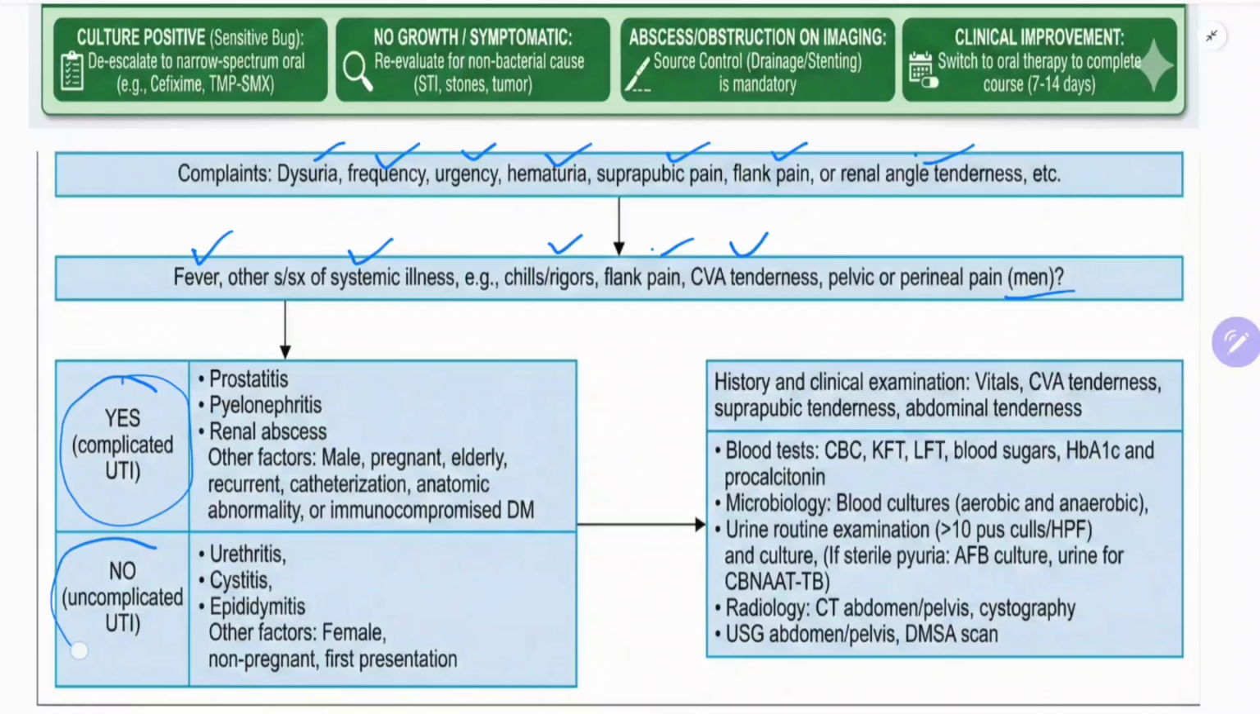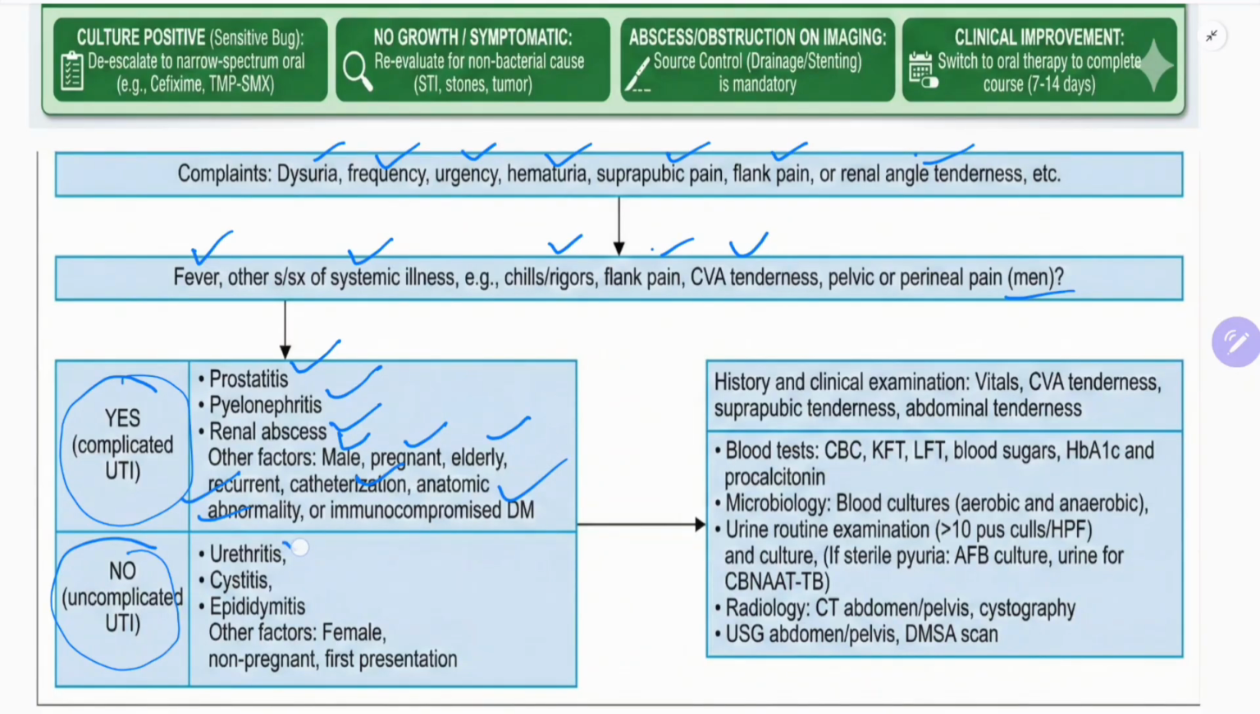If these are not there, that is not complicated. Complicated means it can be prostatitis, pulmonary, or renal abscess. Other things which make it complicated are male patients, pregnant ladies, elderly patients, recurrent UTI, catheterized patients, anatomic abnormality in the urogenital system, immunocompromised patients, or diabetes mellitus patients.